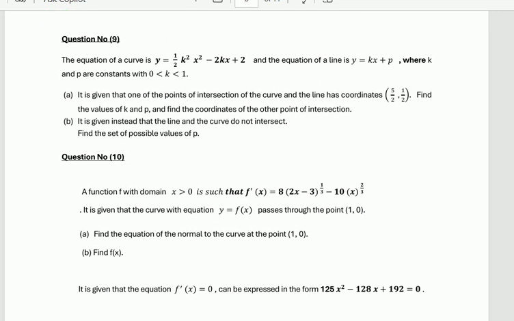For question number 9, the equation of the curve is y equals 1/2 k squared plus x squared minus 2kx plus 2, and the equation of the line is y equals kx plus p, where k and p are constants with 0 less than k less than 1.